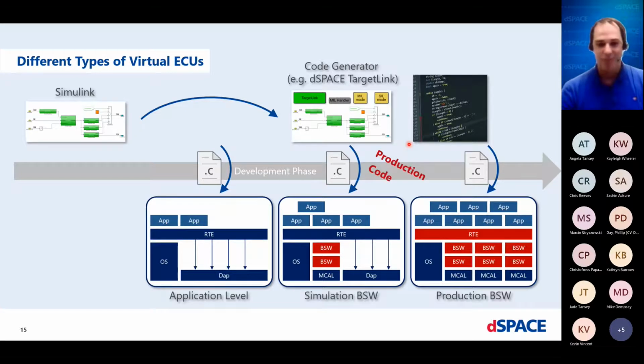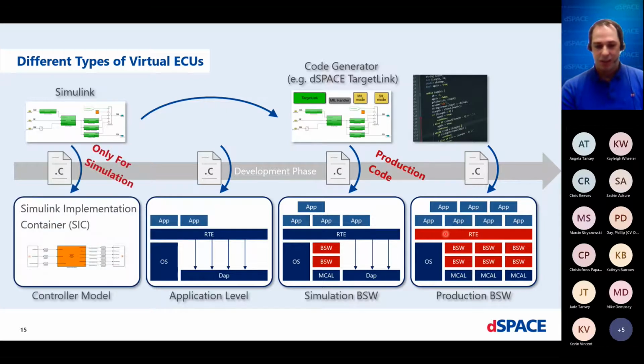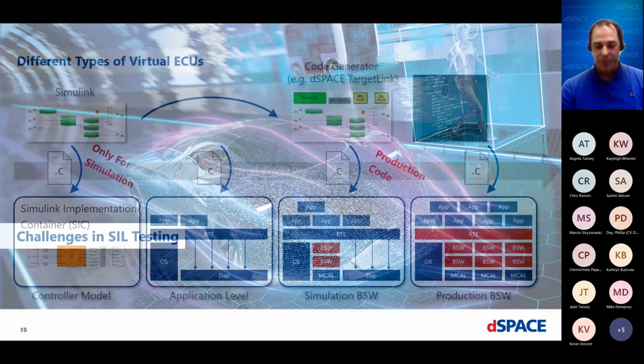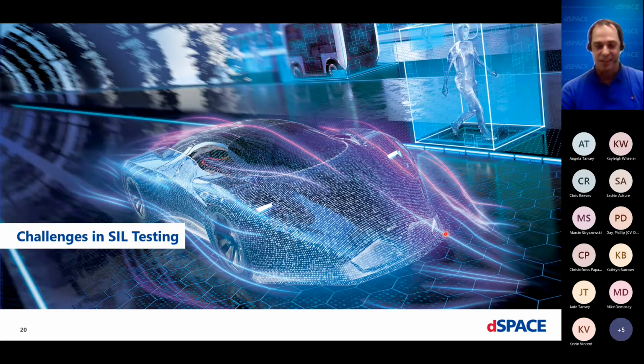Sorry for that. Yeah, I was talking about the different types of code generation for virtual ECUs. You can do it from Simulink, you can do it from a code generator, you can use your production or your final ECU binary, and this gives you different ways of testing your ECUs on application level, including a simulated basic software or including the production basic software. Okay, that's more or less the basics around software-in-the-loop testing.